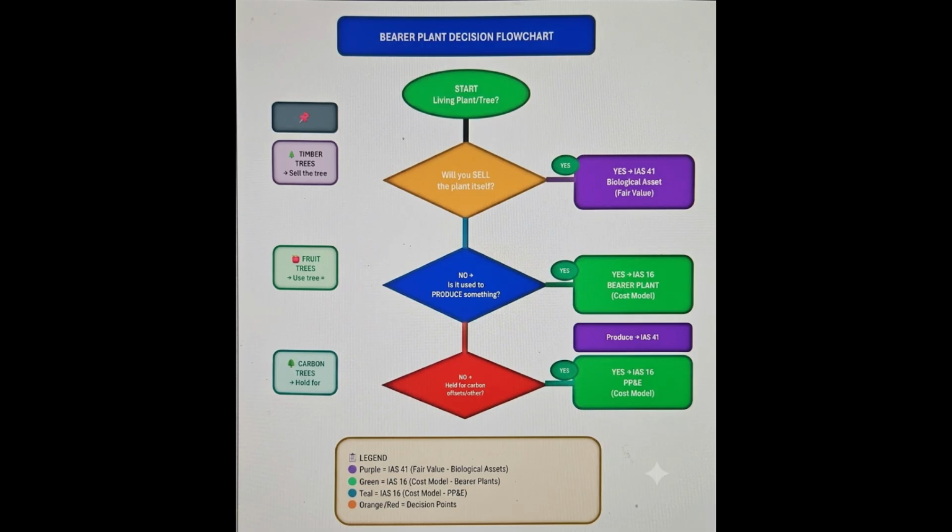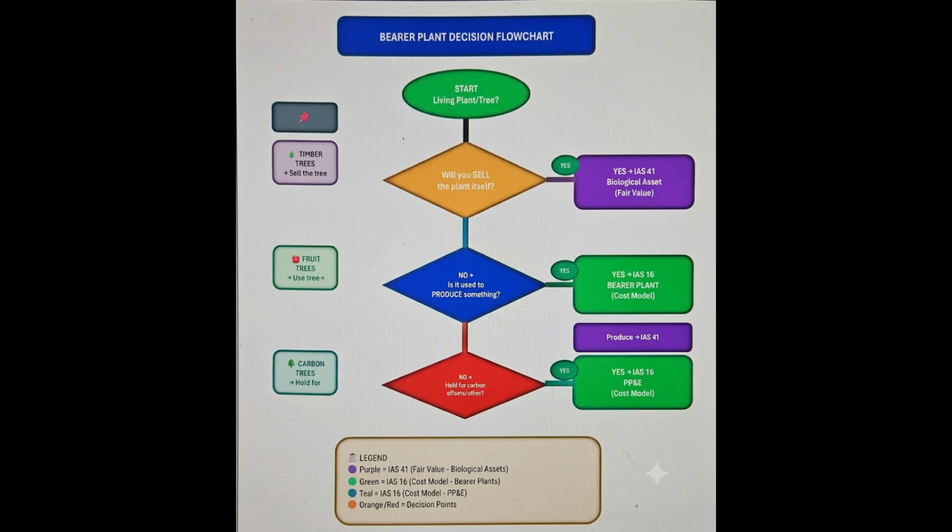Think about timber trees. You grow them, chop them down, and sell the wood. If the answer to this question is yes, you follow the path to the right. According to the chart, a yes means it falls under IAS 41 biological asset, which means you have to measure it at fair value. Why? Because the plant is the inventory. Then let's move on to step 2.